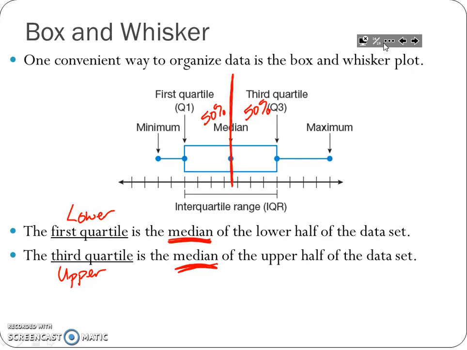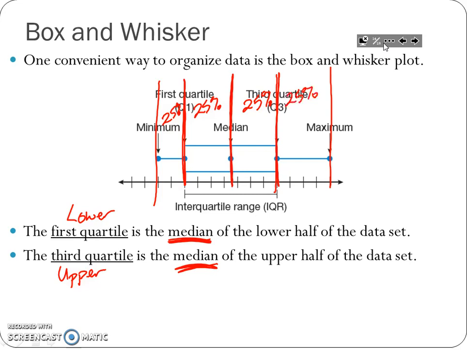So if I add then medians, because my quartiles are the middle of the lower half and the middle of the upper half, that means that I've now divided this into fourths. So 25% is here, 25% is here, 25% is here, and 25% is here.